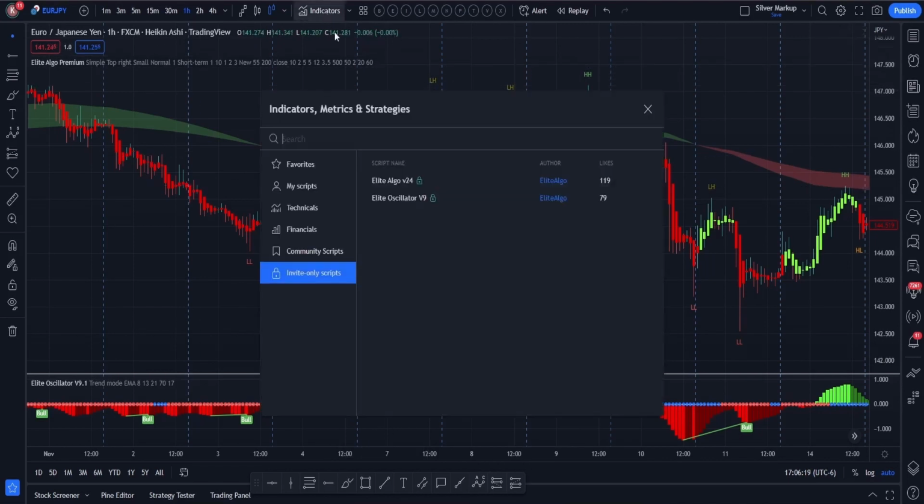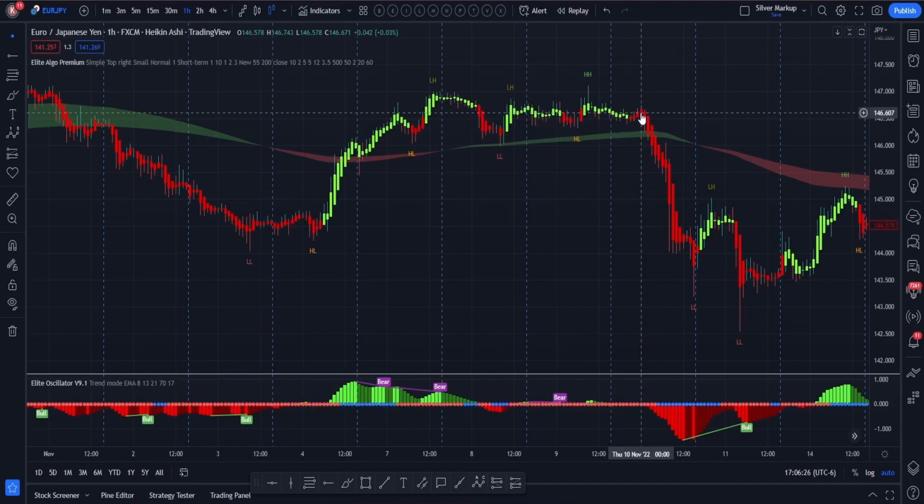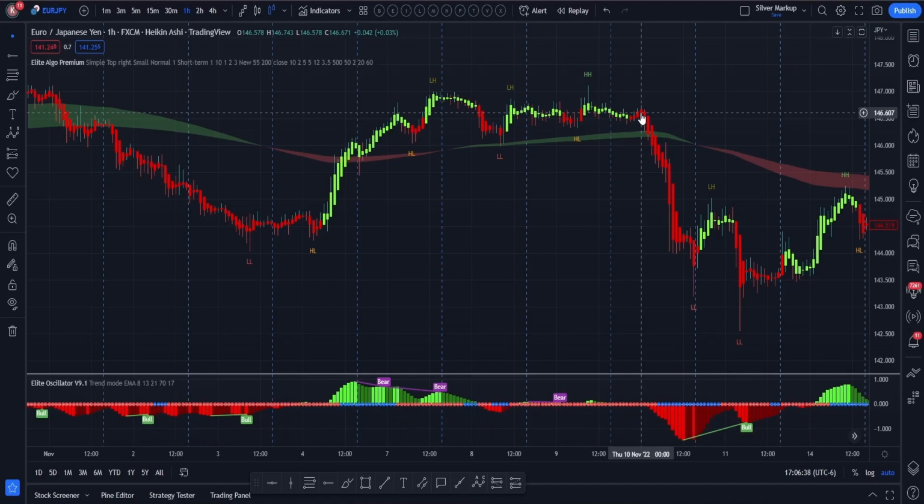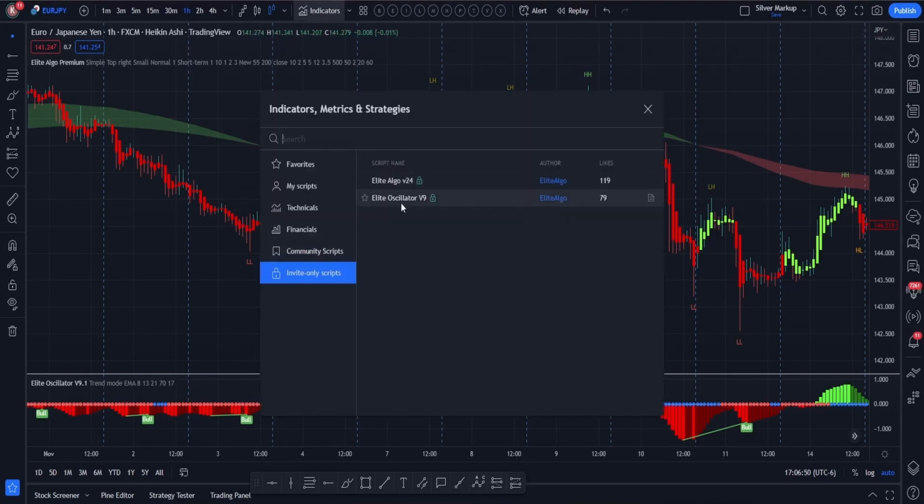So you want to go into your invite only scripts. This is going to be Elite Algo Premium Indicator. You have to have access to this indicator privately to be able to use it. The way you'll get access is I'll put a link in the description so you can get access to Elite Algo. It's highly worth getting access to it because it's probably the best trading indicator in all of TradingView for the entire system. So you're going to put in Elite Algo and Elite Algo Oscillator. That's what these two things are.